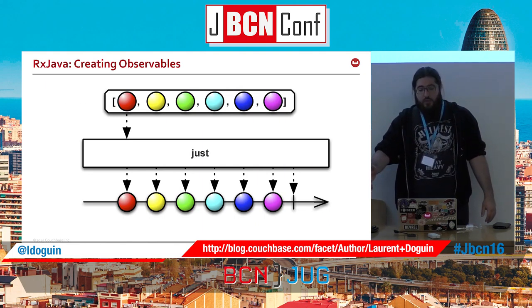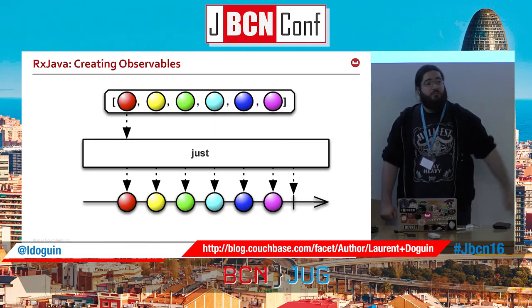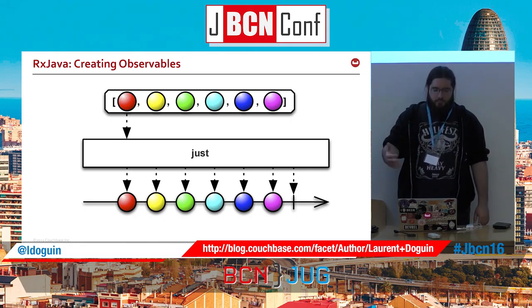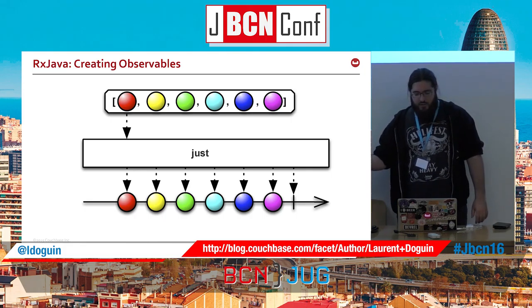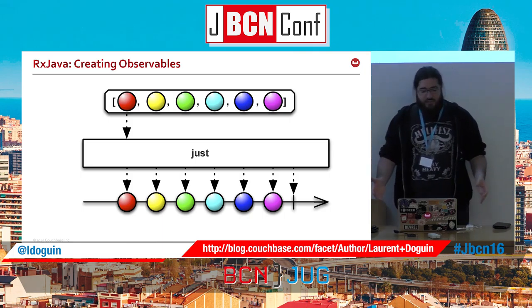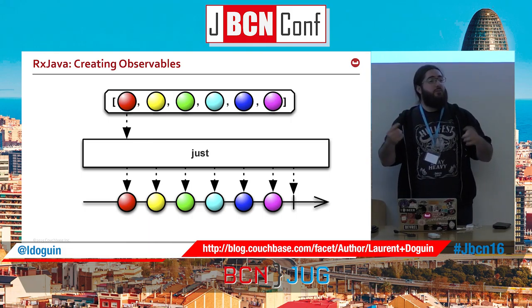If you look at the documentation of RxJava, you will see a lot of schemas like this, marble diagrams. They use marbles to explain all the different operators in RxJava. So the just operator is taking an array of stuff and transforming it into an observable.